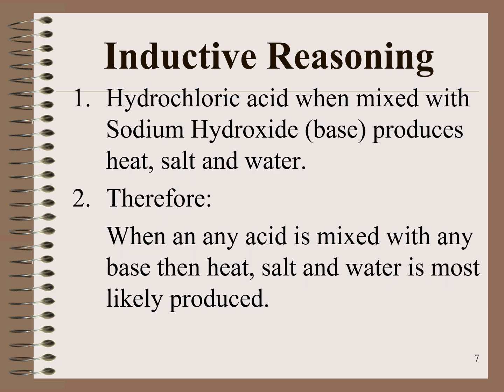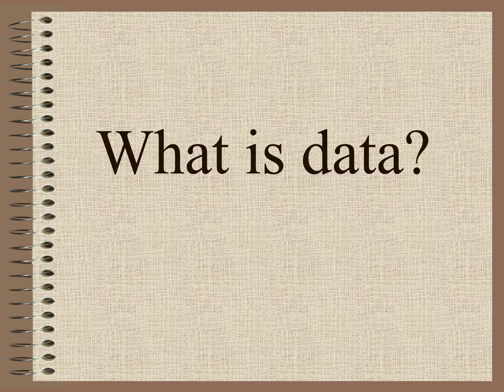An example of the use of inductive reasoning in chemistry would be mixing hydrochloric acid with the base sodium hydroxide. In the resulting reaction, it is observed that heat, salt, and water are produced. Therefore, when any acid is mixed with any base, then heat, salt, and water are most likely going to be produced. Next, we will discuss the concept of data.